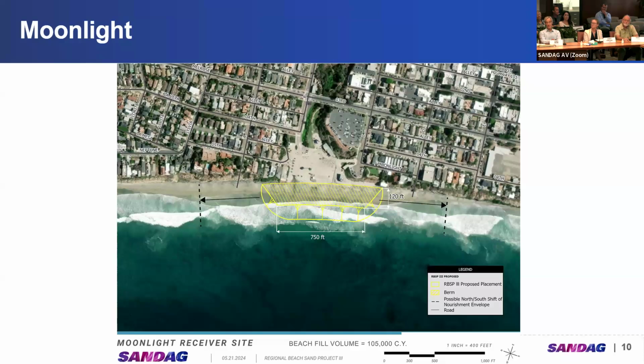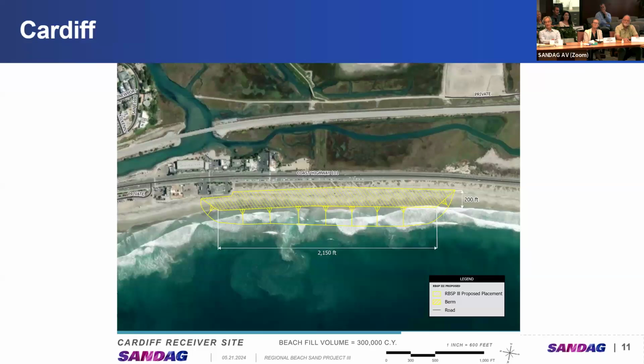So there's some flexibility in this footprint, excuse me. And then finally in Encinitas, the southernmost footprint is at Cardiff Beach. It's a footprint that's larger than the prior SANDAG footprints. This one would be a 300,000 cubic yard project, where the prior projects were more like 100,000 cubic yards. So this is about 3 times as large. It's the same quantity that was placed as part of the San Elijo Lagoon Restoration Project in 2018.